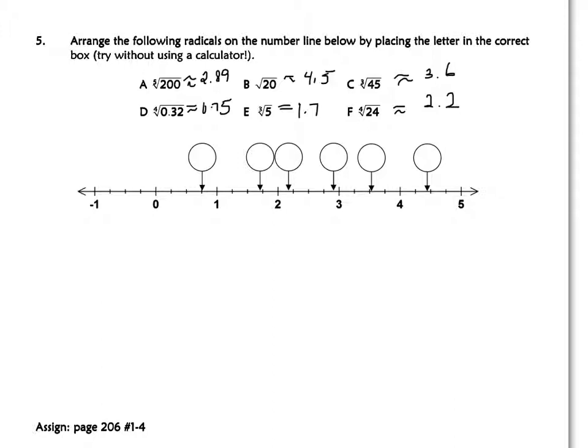So now if we put these down in the right places, we know that the first one, 2.89, would be about here. So I'm just going to put the letter corresponding to that number in there, because it's hard to write small with these pens. And then we have B would be the 4.5, which would be around here. C is about 3.6, which would be this one. And D is the 0.75, which would be right about here. And E would be 1.7, so that would be E. And then F would be the 2.2.